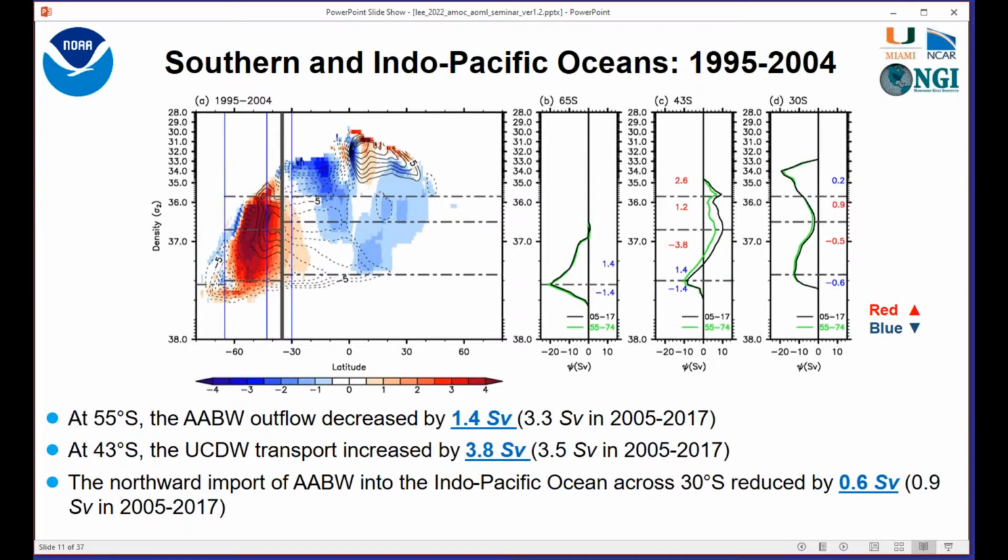Okay, let's take a look at what happened in the previous period, 1995 to 2004. I just need to apologize here. This should be 1995 to 2004. This is a misspelling. Sorry about that.